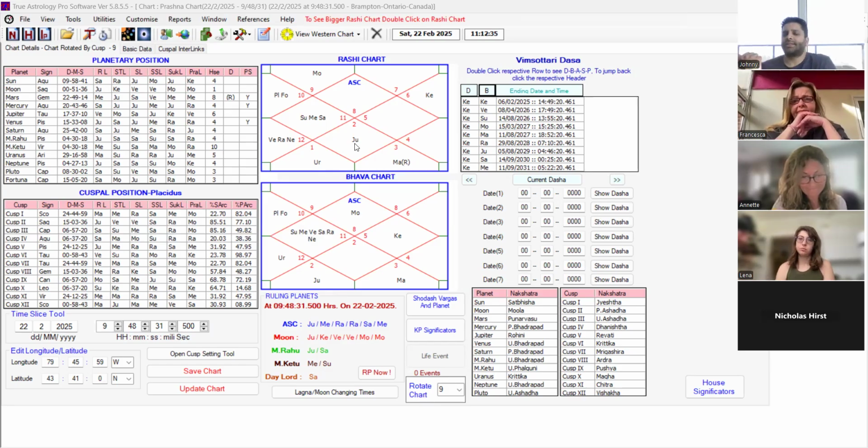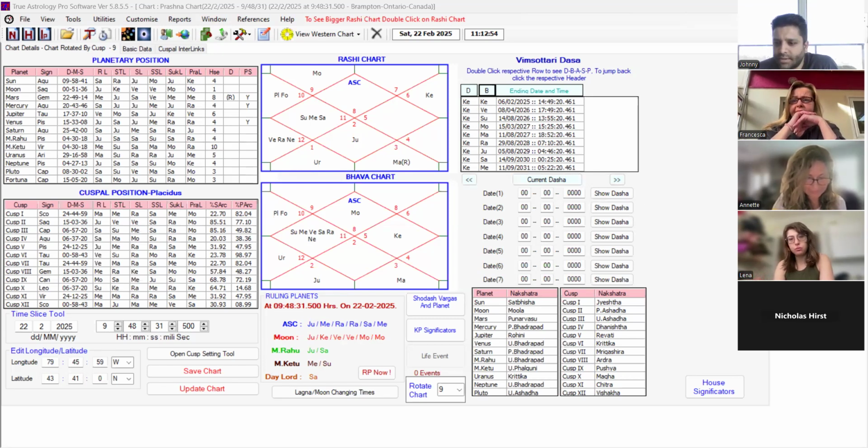So this is a very basic understanding of how Nadi astrology works. I'm a big fan of Nadi astrology, and that's how I do most of my readings. But Vedic astrology is what we want to practice.